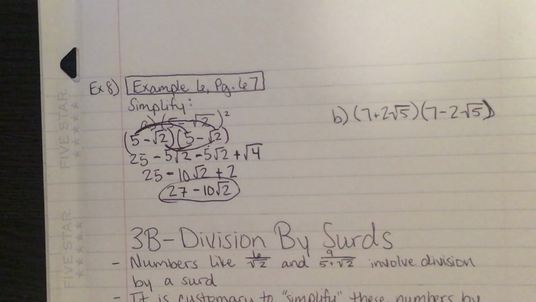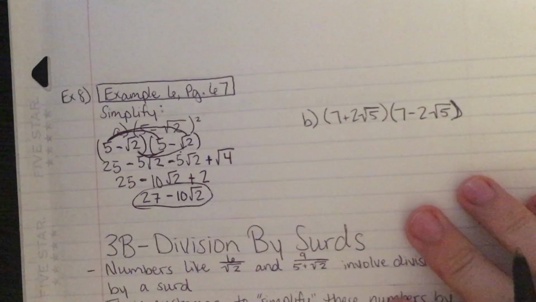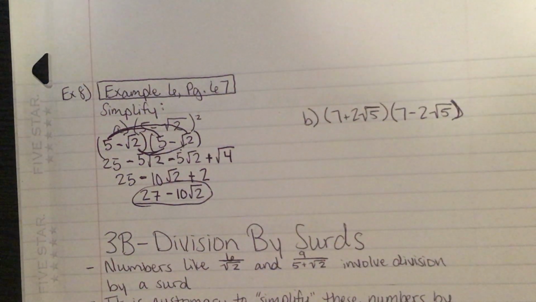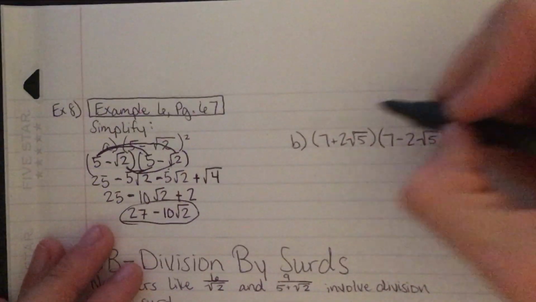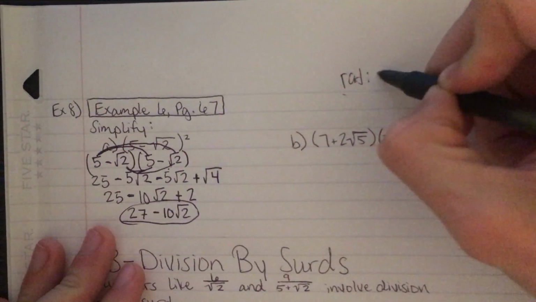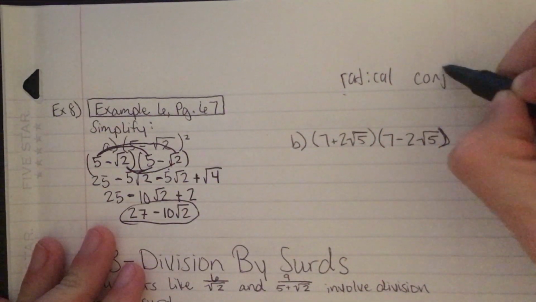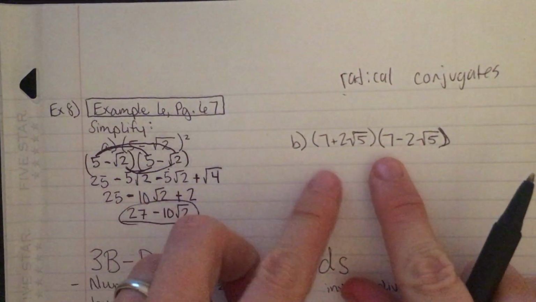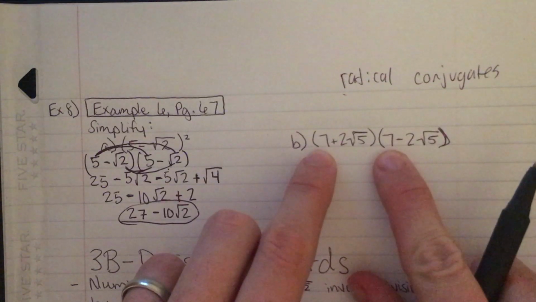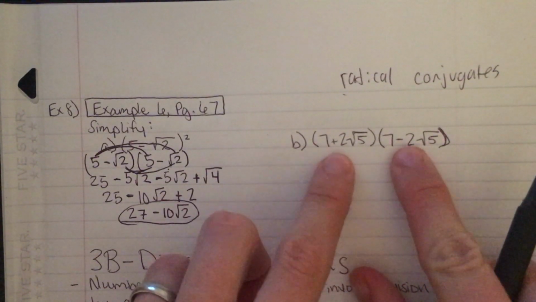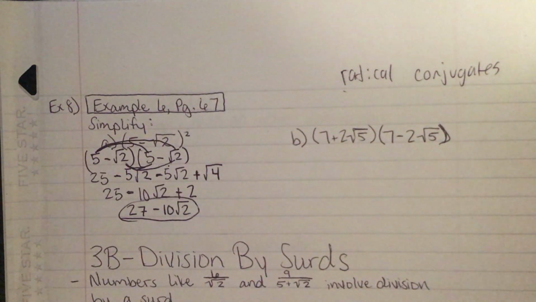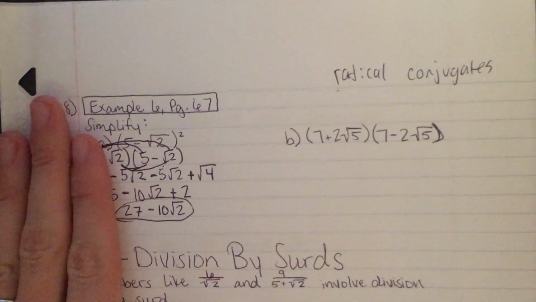Pretty standard, pretty easy peasy there. Now, the next thing that we are multiplying here is something called radical conjugates. What radical conjugates are is that they have the same first term and the same second term, but the sign on those terms is different. And we're going to look and see what happens when we multiply radical conjugates together.